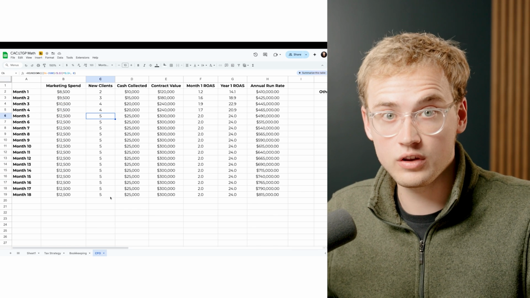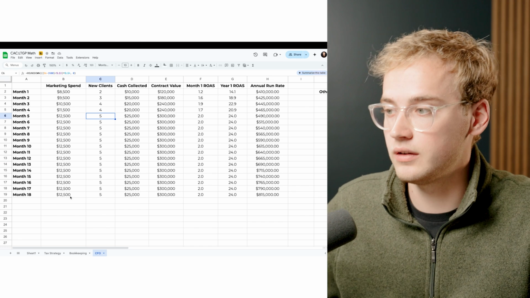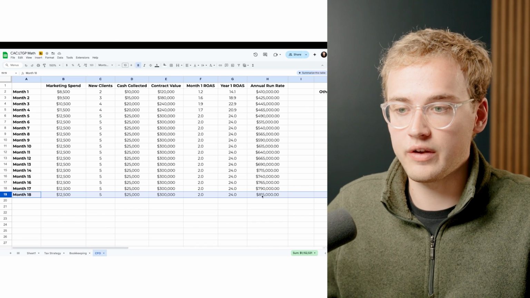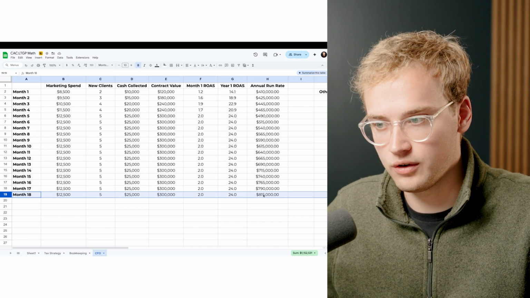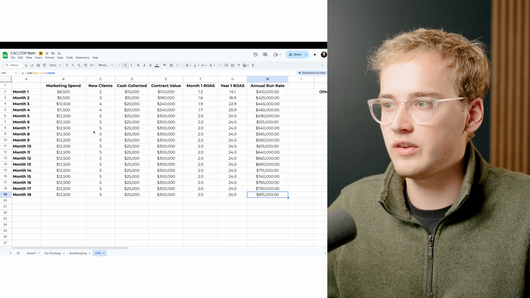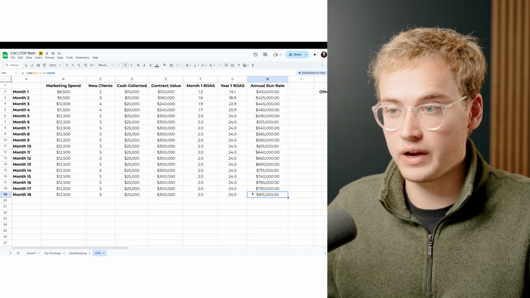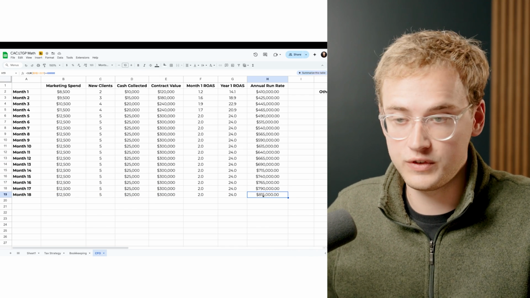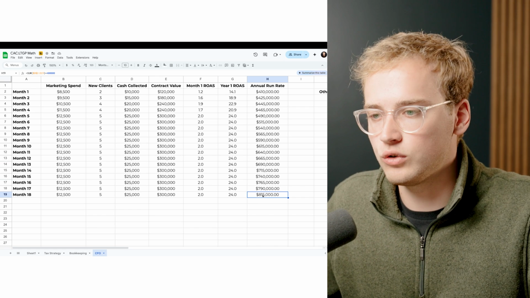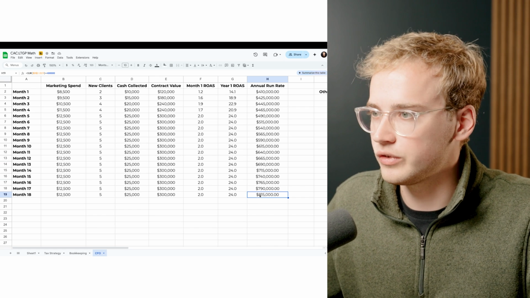So with the $4,000 price point with a higher close rate, we're going to get to about $750,000 for the next year by month 18 of doing this. And with this higher price point and a lower close rate, we're able to get up to $815,000. So basically we bumped our annual growth rate up by about $60,000, which is cool.